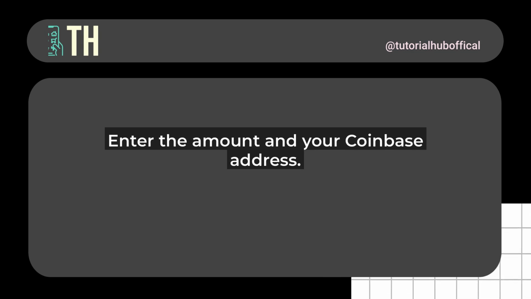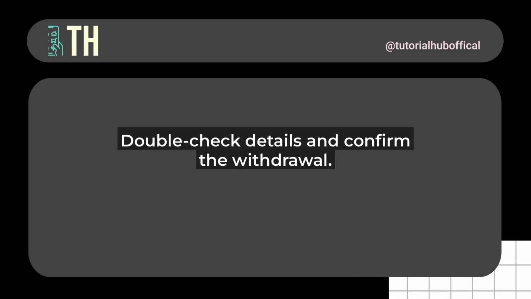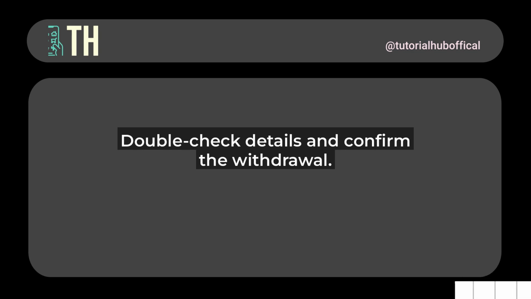Now, the crucial part. Paste your Coinbase wallet address. You can find this by logging into Coinbase, going to your account, and copying the address for USDT. Double check that it's correct. One wrong character could send your funds into the void. After that, hit Withdraw and confirm the transaction with any required 2FA or security measures.